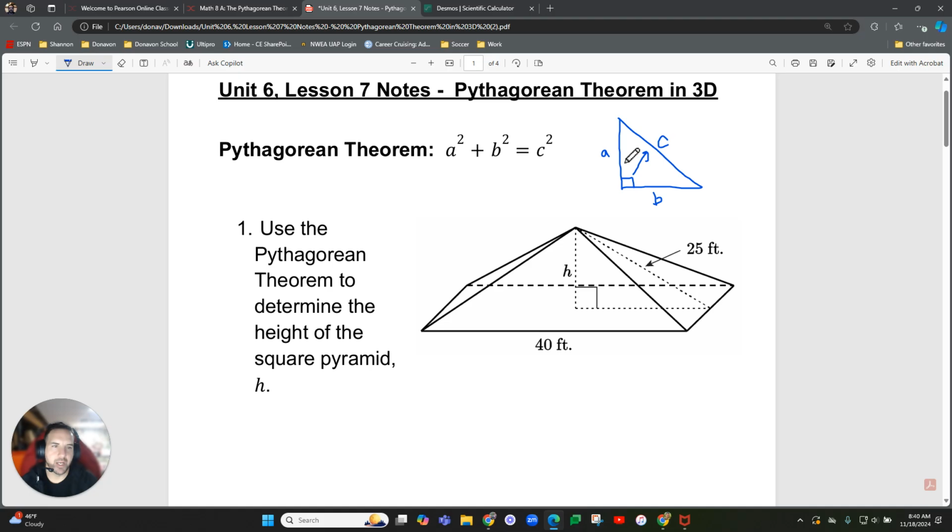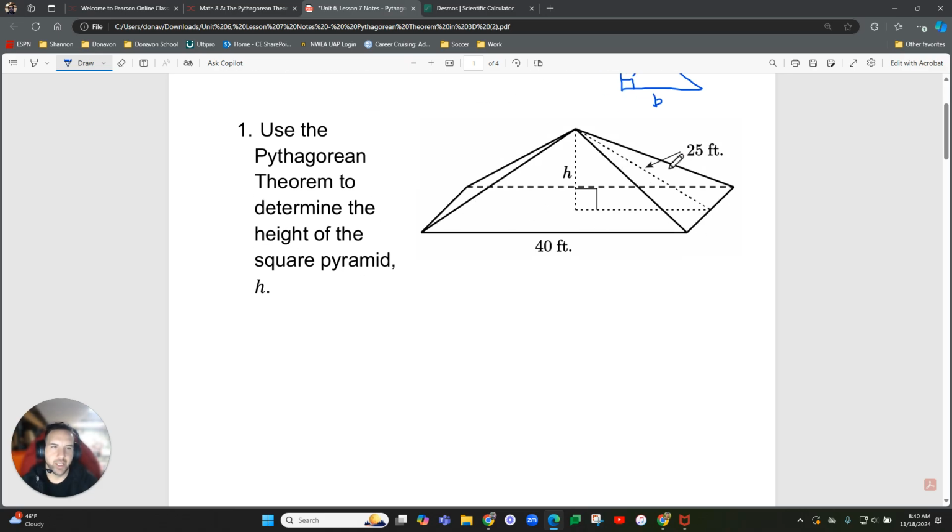As just a reminder, for b and a, it doesn't matter which one you call b and which one you call a. You can flip-flop these if you want. Doesn't matter. So with that, we're going to go ahead and jump into question number 1 here.